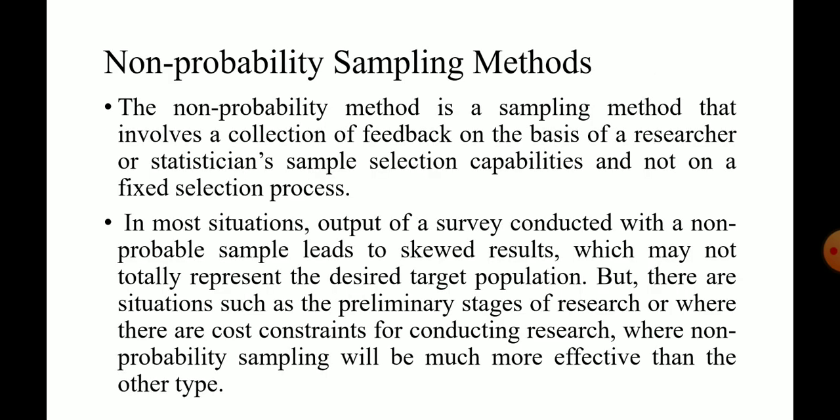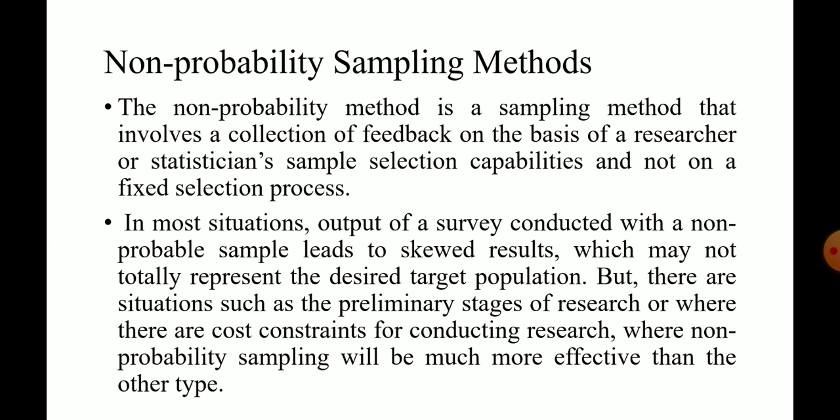So the next type is the non-probability sampling method. This method is just the opposite of the probability sampling method. Here the entire population is not given equal chances. It is based on the researcher's sample selection capabilities. It does not use any fixed selection process. It is based upon the type of research and totally depends upon the researcher's capability.